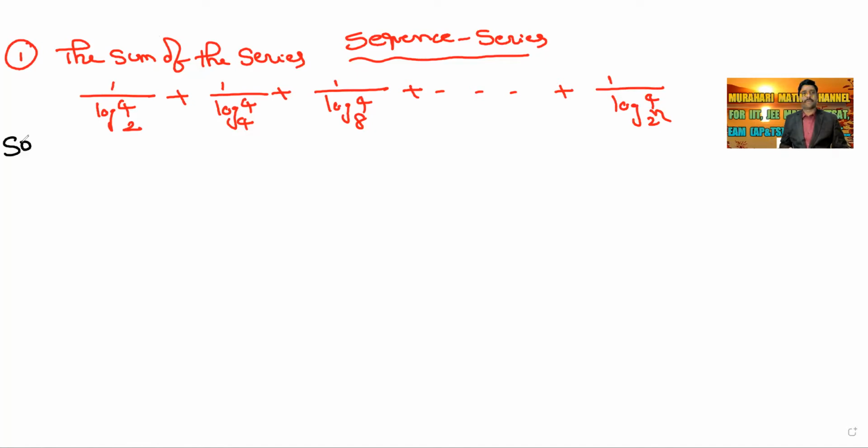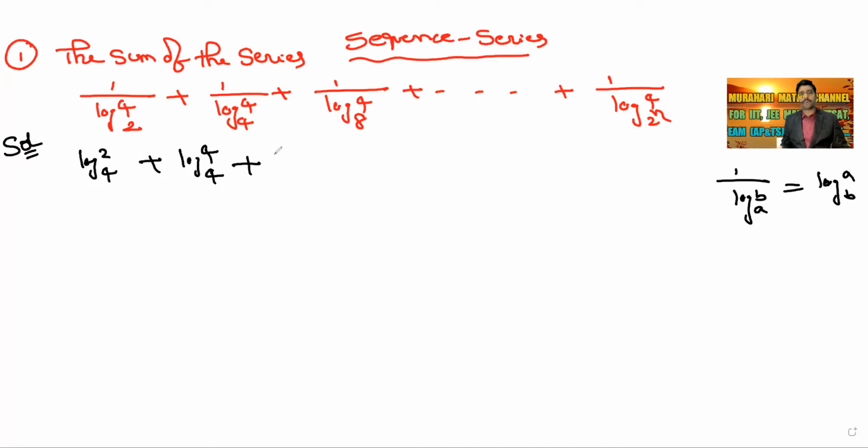Okay, we have one formula: 1 by log b base a is equal to log a base b. So we should apply this formula. 1 by log 4 base 2 is nothing but log 2 base 4, plus log 4 base 4, plus 1 by log 4 base 8, which will be log 8 base 4, and so on, log 2 to the power n base 4.